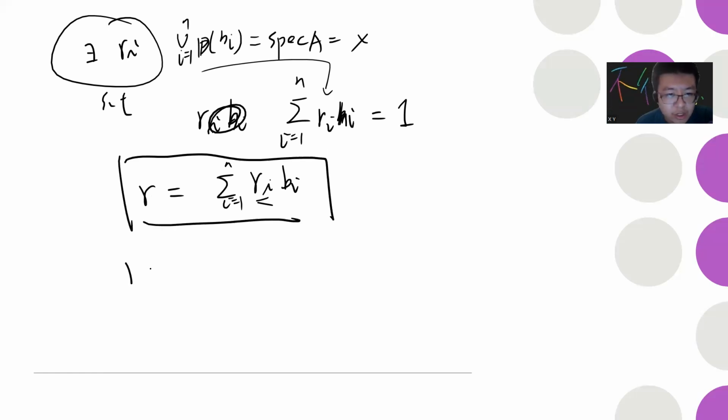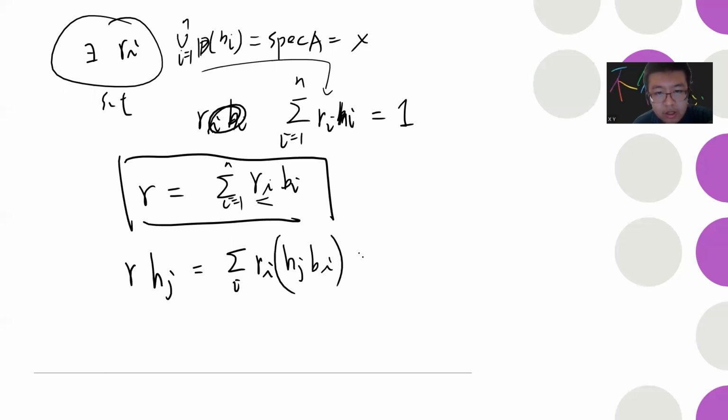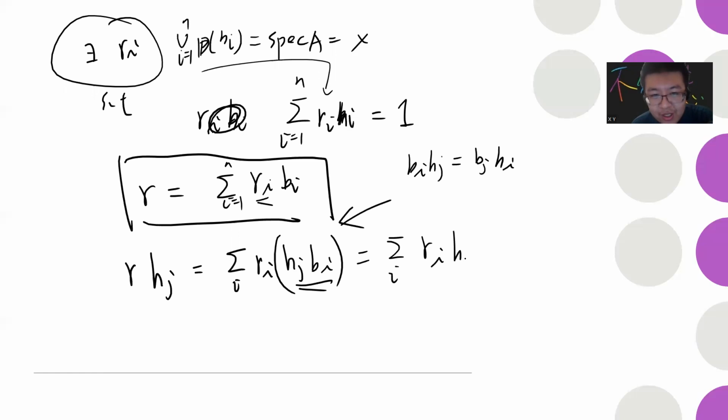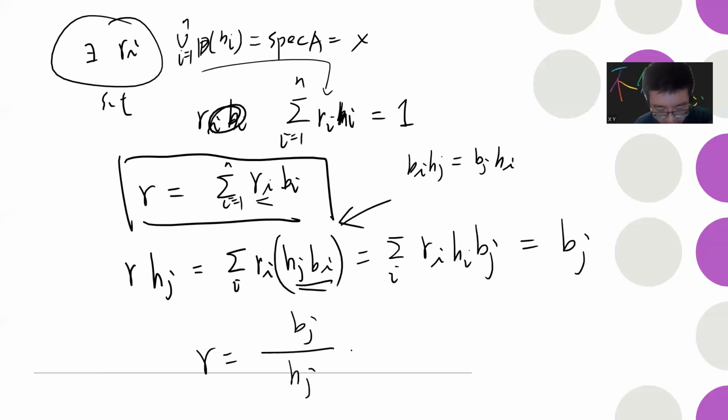Let's check it. If r times h_j will give me the summation of r_i h_j b_i, and we use the previous formula that we got: b_i h_j is the same as b_j h_i. So we can change it into h_i b_j, which is the same as b_j. So we get r h_j equals b_j, right? So r equals b_j divided by h_j.